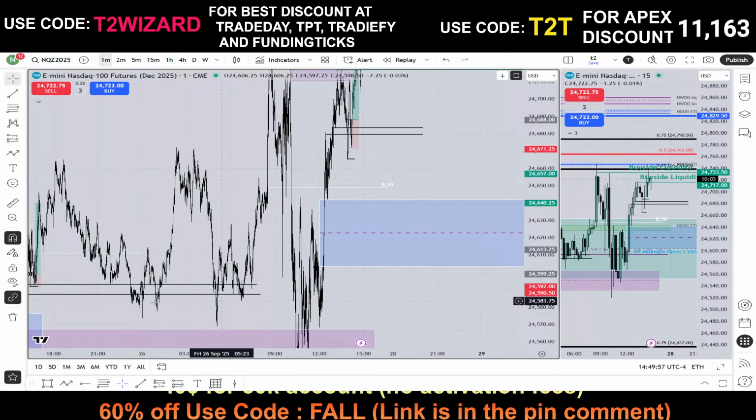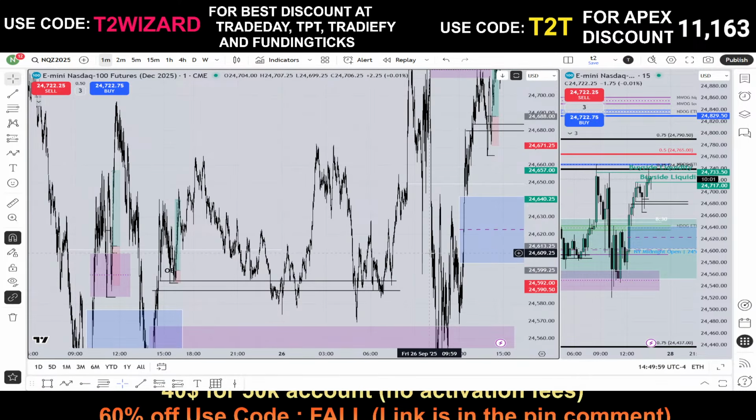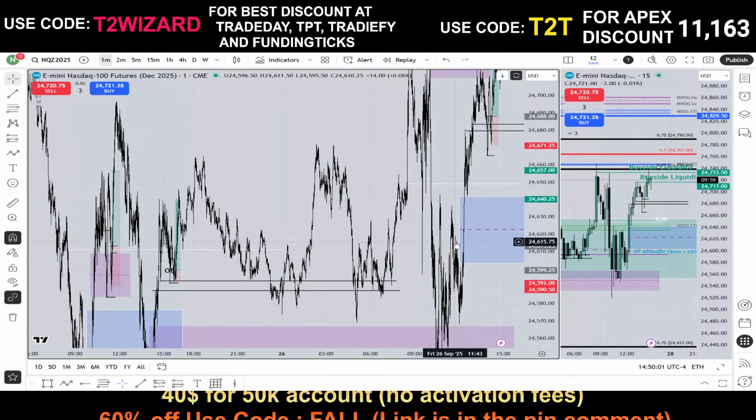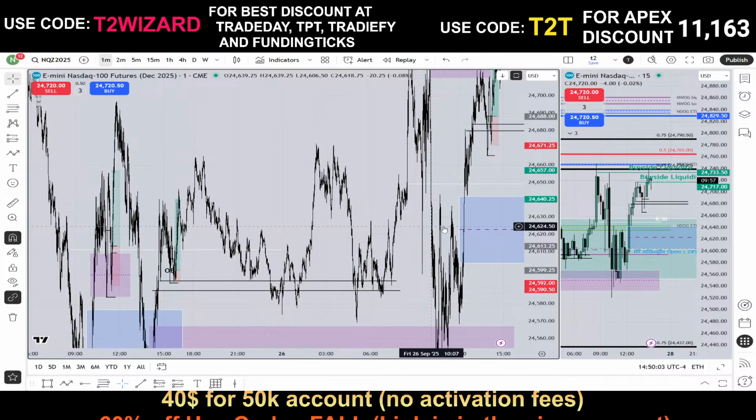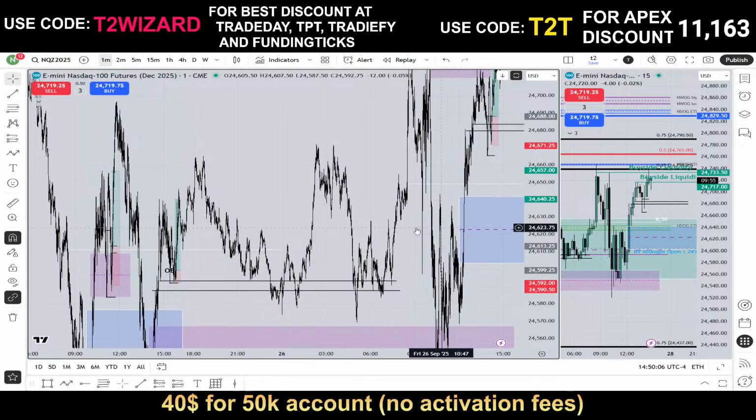And I'm going to avoid all of this price action in between here. All of this price action, there is no price action. So this is an empty chart. Until this gap, this is an empty chart.